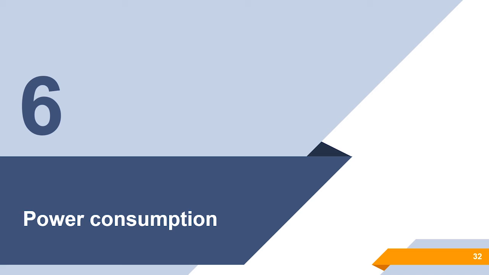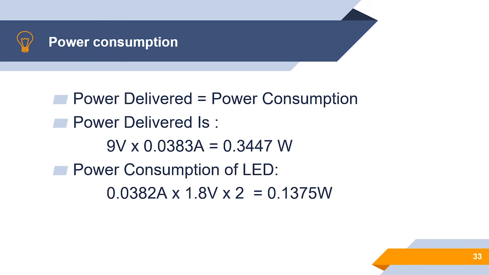For the power consumption, we assume that the power delivered equals the power consumption. So we calculate the power delivered: 9 volt voltage supplied times 0.0383 amperes of current supplied equals 0.3447 watts of power consumption. And for the power consumption of the LED, 0.0382 ampere times 1.8 volt forward voltage times 2 equals 0.1375 watt for both LEDs.